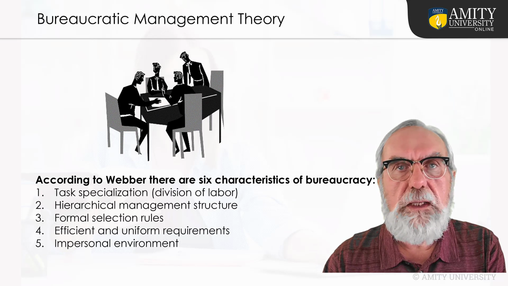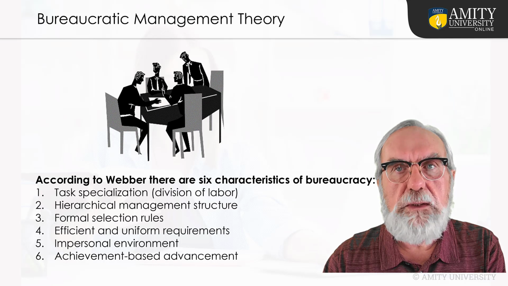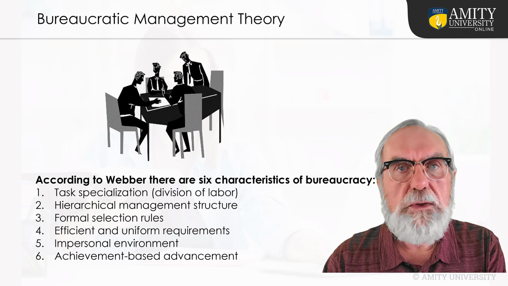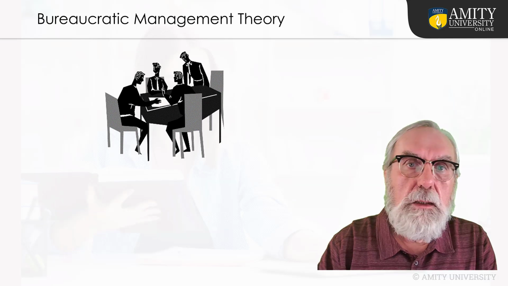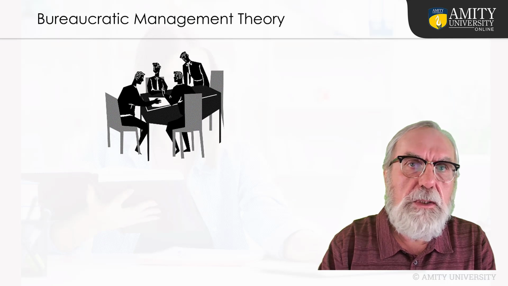And finally, achievement-based advancement. Weber felt that promotions within the organization should be based solely on achievement, experience, and technical qualification. Personal favors, relationships, or personality traits should not factor into personnel decisions. There are 4 other important characteristics of the ideal bureaucracy.